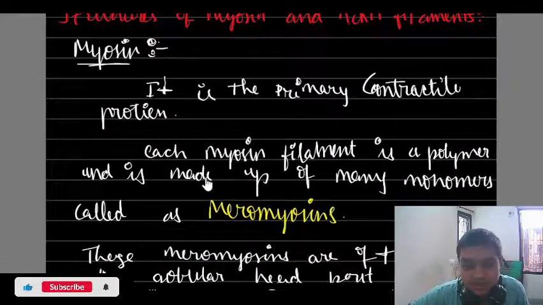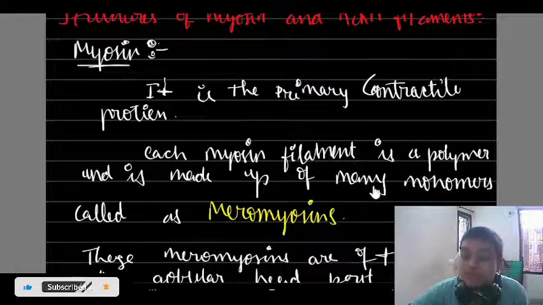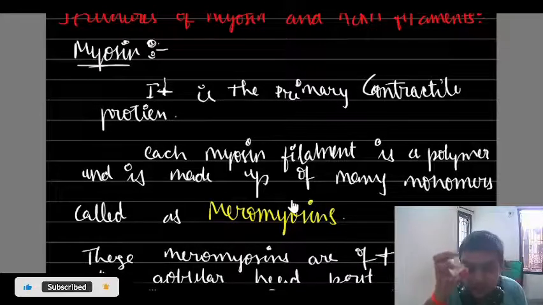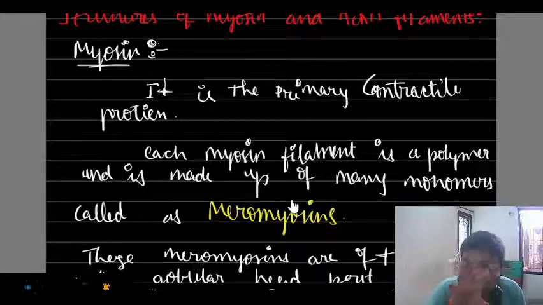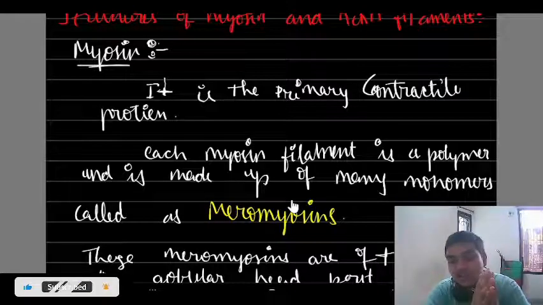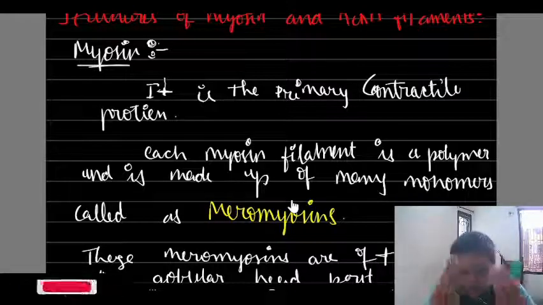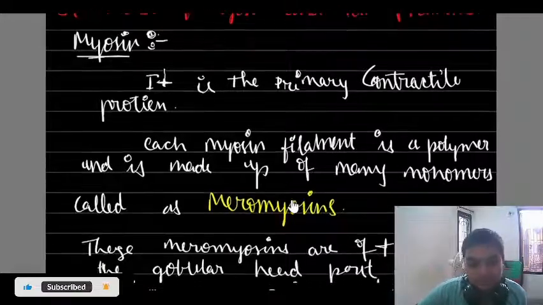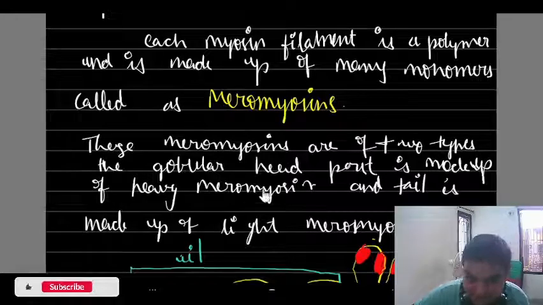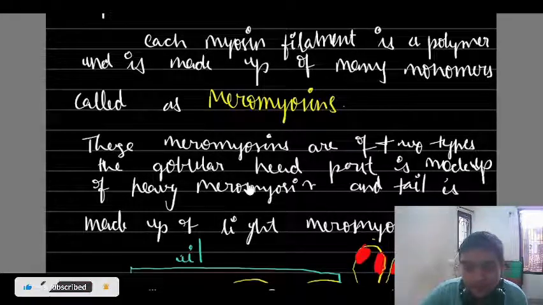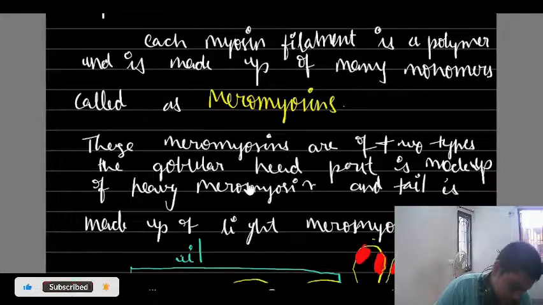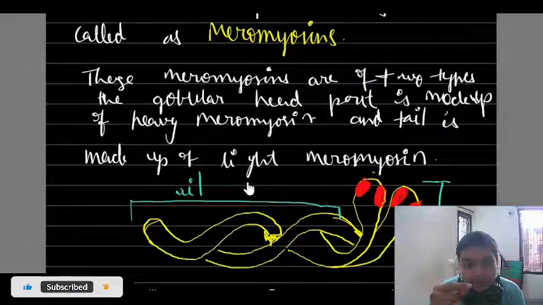Each myosin filament is a polymer, and it is made up of many monomers called meromyosins. It is an aggregation of many monomers, and the monomer is called meromyosin here. Now these meromyosins are of two types. One is the globular head part, which is not meromyosin. I have made a mistake in sentence framing, just correct it.